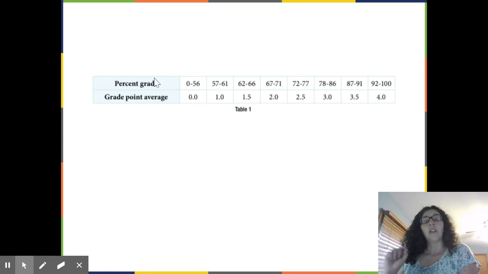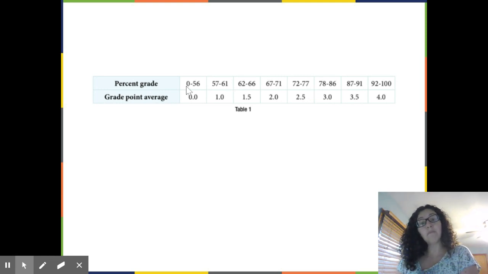If we said the input is a percent and the output is a GPA, if I said Joe, I guess we'll use Joe again, got an 89 on the test, what's his grade point average, or I guess in the class? Well, you go over here and say, well, 89 gives him a 3.5. What if I said Sue's grade point average was a 2.5. What did she get in the class? And you say, I don't know. It could be 72, 73, 74, 75, 76, or 77. So it depends which direction.